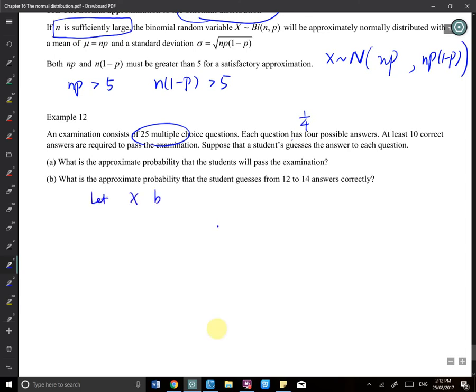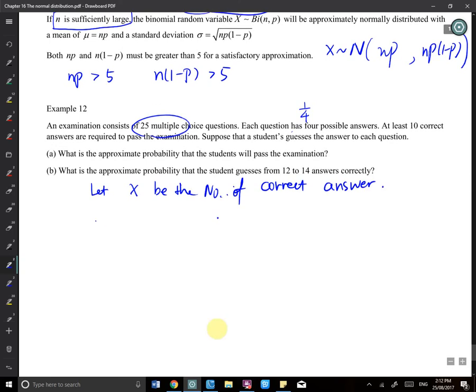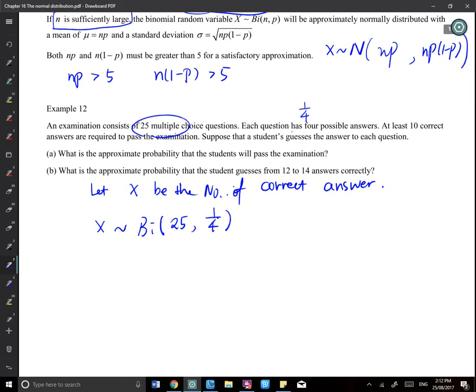Let X be the number of correct answers. So X must be binomially distributed with n equals 25 and success rate 1 on 4.